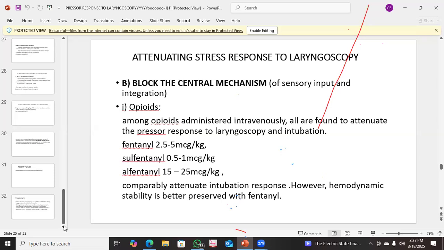Then finally, did you come across the duration of laryngoscopy and intubation as a factor in the level of blood pressure or sympathetic response that you get, the duration of laryngoscopy and intubation? Did you come across that?